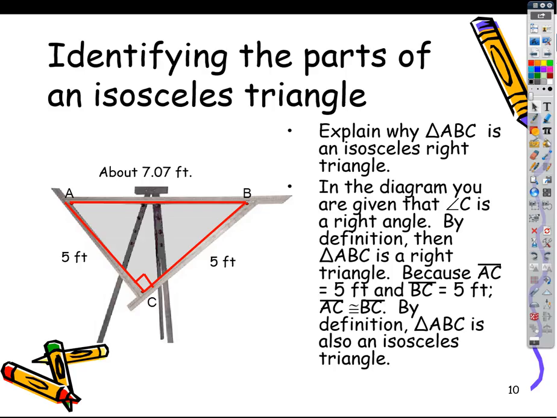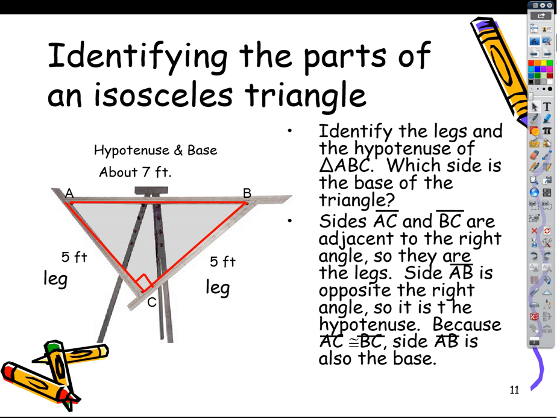What about this triangle, the red one up here? Look at the measurements. What about the measurements is telling us? Yeah, we have two congruent sides. Both of them are 5 feet long, same length, so they're congruent. Good. So that's the isosceles part. What's the right part? Because it has a 90-degree angle. Good. So it's an isosceles right triangle, and that tells us all we need to know about it. That's very specific.